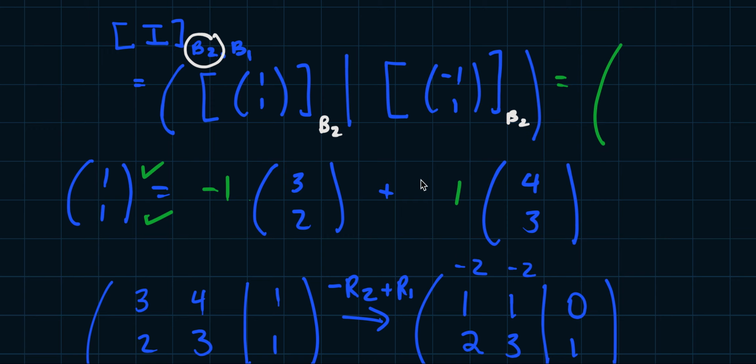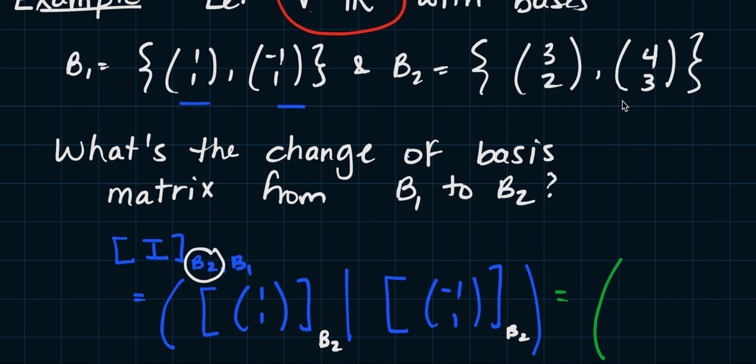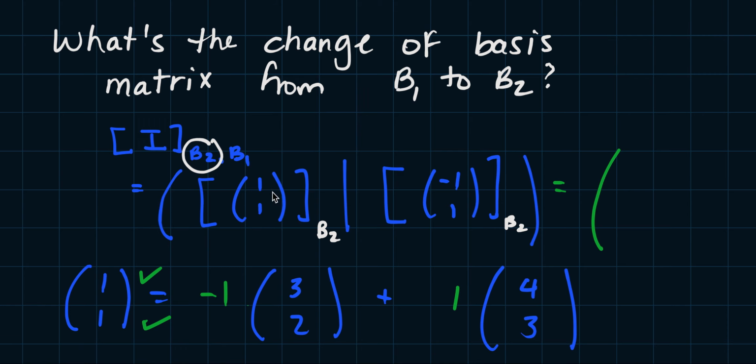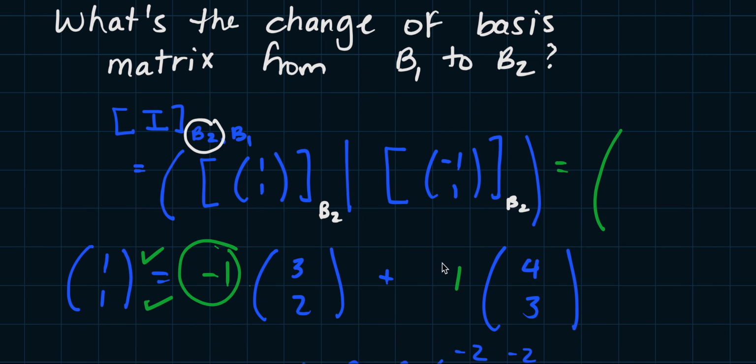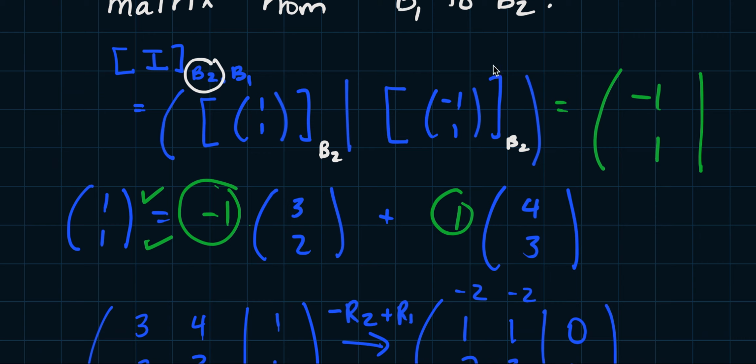So this matrix that I have, let's start putting the answer here. The answer, now remember, you have to keep these basis vectors in this order. And the coefficient matrix is going to be negative 1, 1. So negative 1, 1. Very interesting. Now let's do this one.